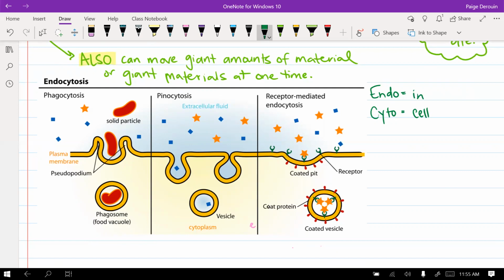That's what's happening. So I'm going to describe these pictures first, and then I will write some stuff down. There's three types of endocytosis, but really we're only going to care about these two, phagocytosis and pinocytosis. This one is the cell eating, and this one is the cell drinking fluids, if I'm going to make it really simple.